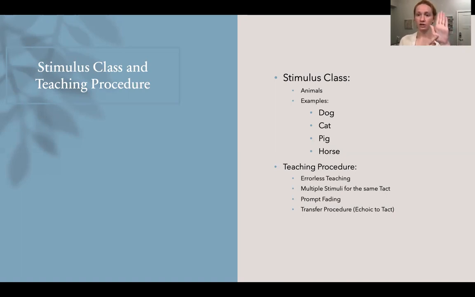And then prompt fading was also used. So initially teaching dog: "Dog. Good, what is it?" "Dog." Over time, once we're getting that consistent responding, we're fading that verbal prompt, showing the picture, saying "duh," the client saying the full "dog." "Good, what is it?" "Dog." Eventually we fade down to just the presence of the visual stimulus and the client being able to tact dog, which is the transfer procedure, echoic to tact.